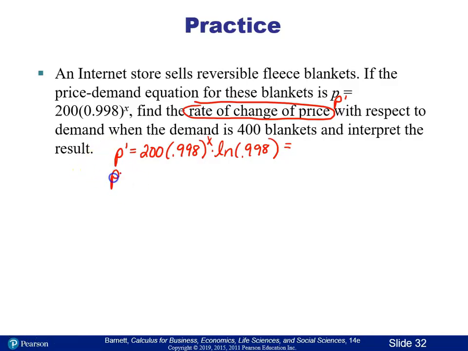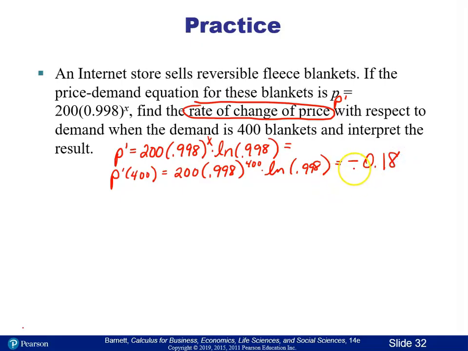Okay, so we want to evaluate that at 400. So 200 times 0.998 to the 400th power times the natural log of 0.998. Okay, so it's decreasing because of the negative, and it's decreasing at about 18 cents per blanket.